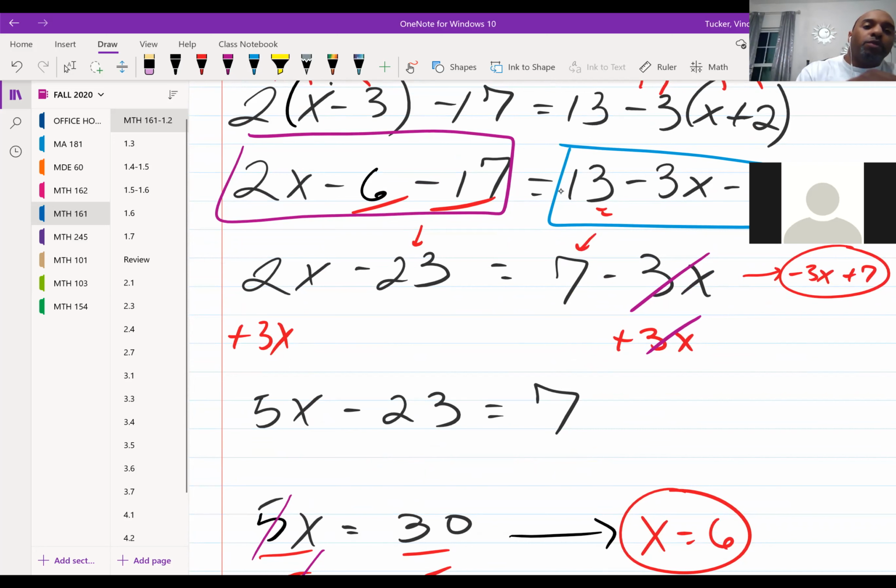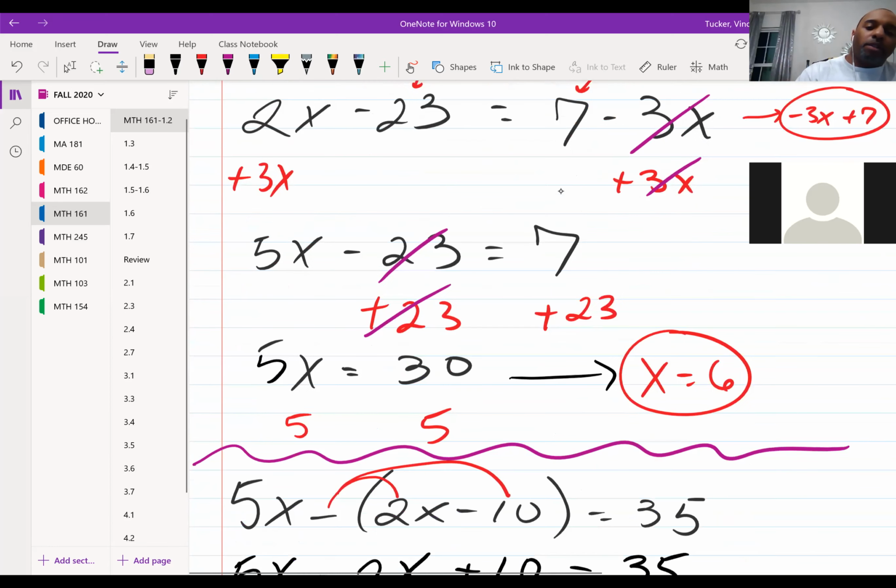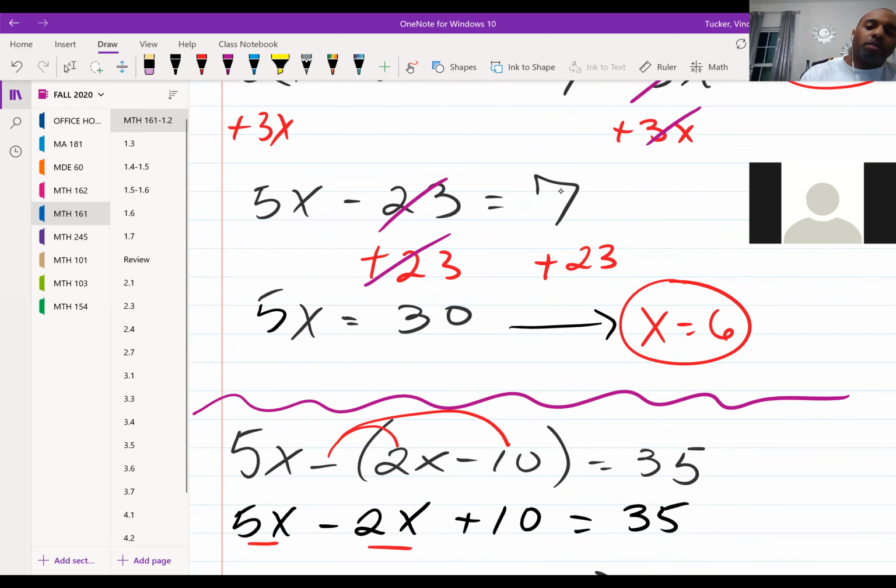All right, so now we need to move that 23. Add 23 to both sides. 23's cancel. And that'll leave me with 5x equal to 30. Now divide by 5. And x is equal to 6. All right. Questions on that one before we look at the next one?